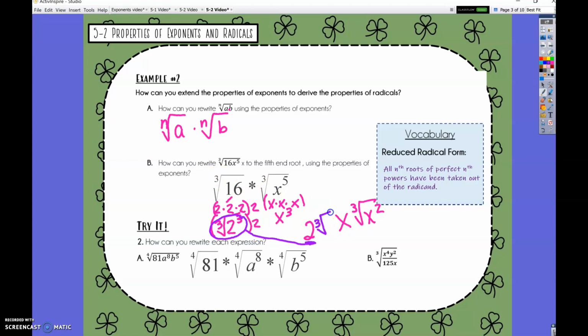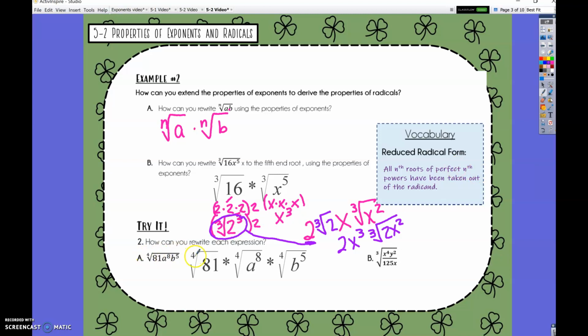We'd have the third root of 2 there. So we could rewrite this as 2x to the third times the third root of 2x squared. You basically try to reduce that radical and break out as many third powers as you can. So when we reduce a radical, you take all the nth roots, in this case the third roots, of perfect nth powers. So these are a perfect x to the third and a perfect 2 to the third. Once you have those all out, we call it perfectly reduced.